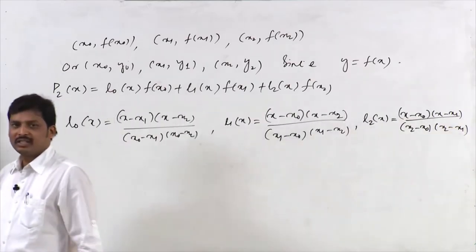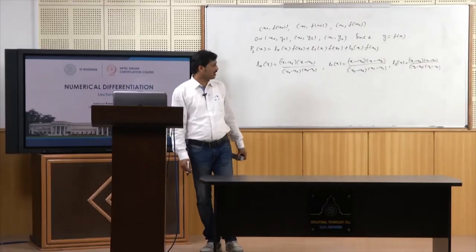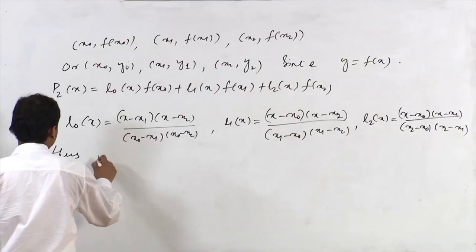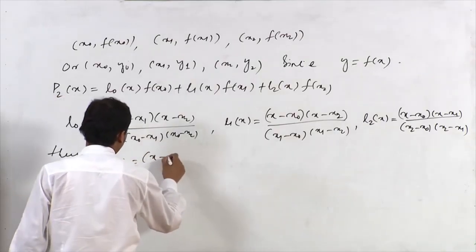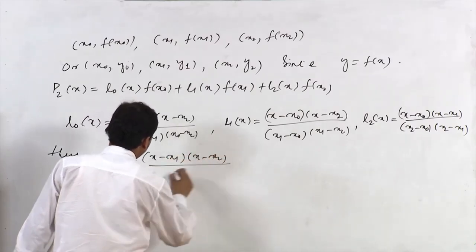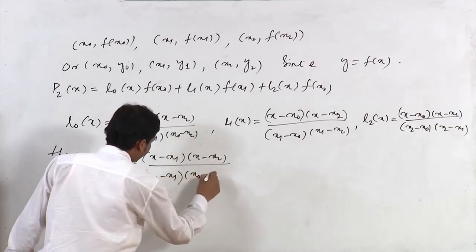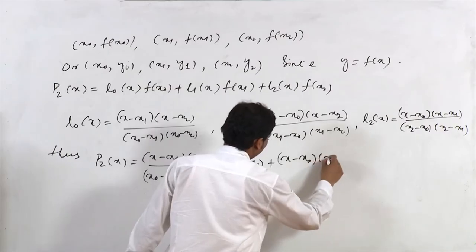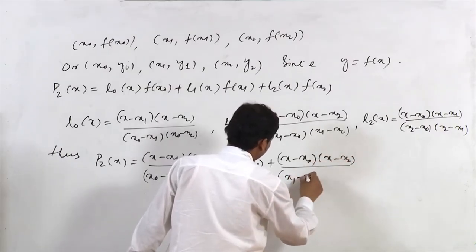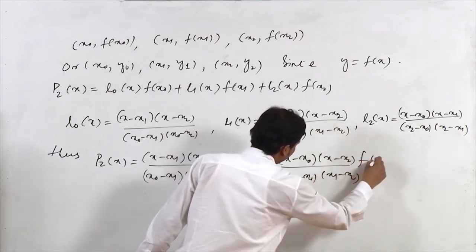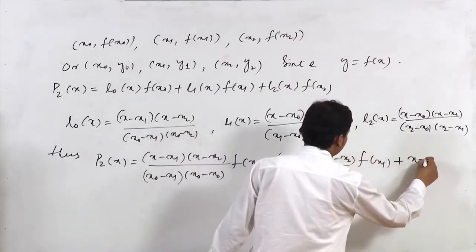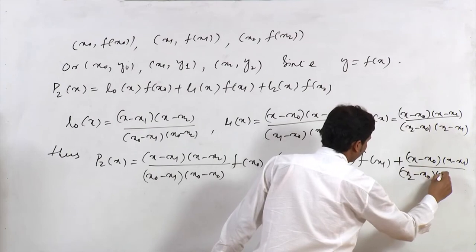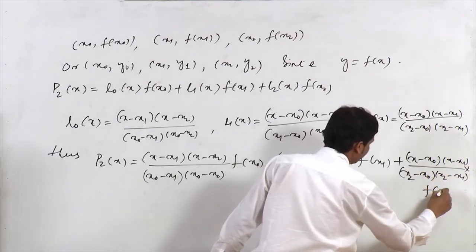So, if you express these 3 Lagrange polynomial coefficients L0(x), L1(x) and L2(x) in this form, then we can write p2(x) as (x minus x1)(x minus x2) by (x0 minus x1)(x0 minus x2) into f(x0), plus (x minus x0)(x minus x2) divided by (x1 minus x0)(x1 minus x2) into f(x1), plus (x minus x0) into (x minus x1) divided by (x2 minus x0)(x2 minus x1) into f(x2) here.